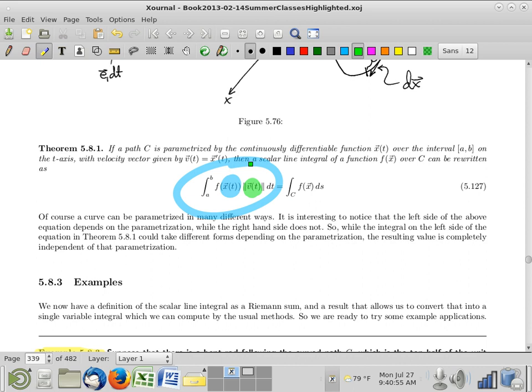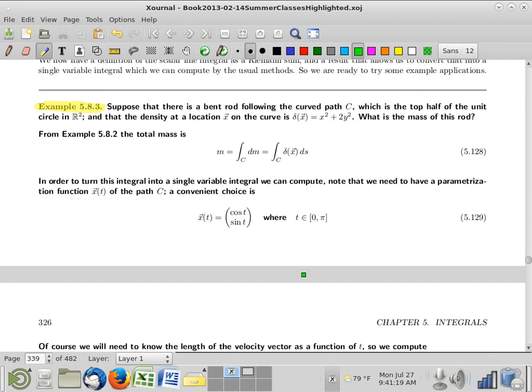So what you're going to notice as we go through these examples is that when we find ourselves needing to compute a scalar line integral, the very first thing we're going to do is parameterize, because in order to use this formula, we've got to have a parameterization. Right. Okay, so example.